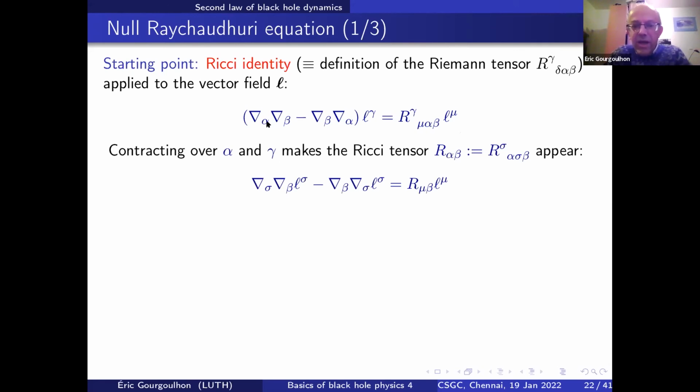And if I contract this identity over the indices alpha and gamma, so now I call this common index sigma here, then I use this standard formula to let the Ricci tensor appear, because this contraction of the Riemann tensor is the Ricci tensor. So naturally the Ricci tensor appears on the right-hand side. So I have a Ricci contracted with L. Please don't hesitate to interrupt me at any point if you have any question, a doubt, or whatever.